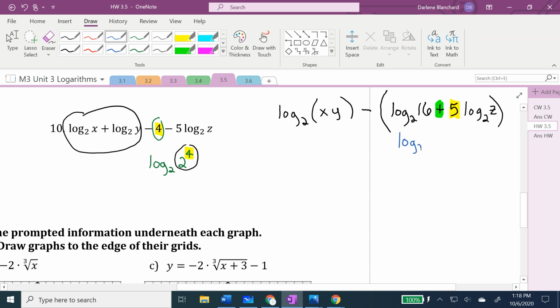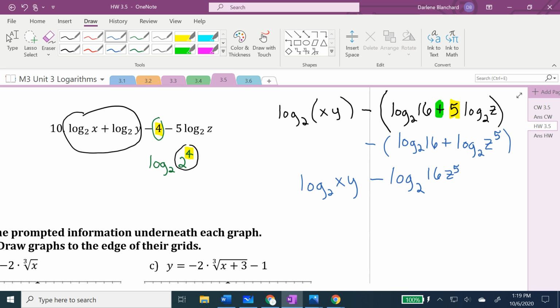So I have log base 2 of 16 plus, and then this is going to be log base 2 of z to the power of 5. Now I'm ready to bring together these two logarithms with addition. And that becomes multiplication inside one logarithm. Now I don't have to have this parentheses here around the xy, but I'm really close to done.